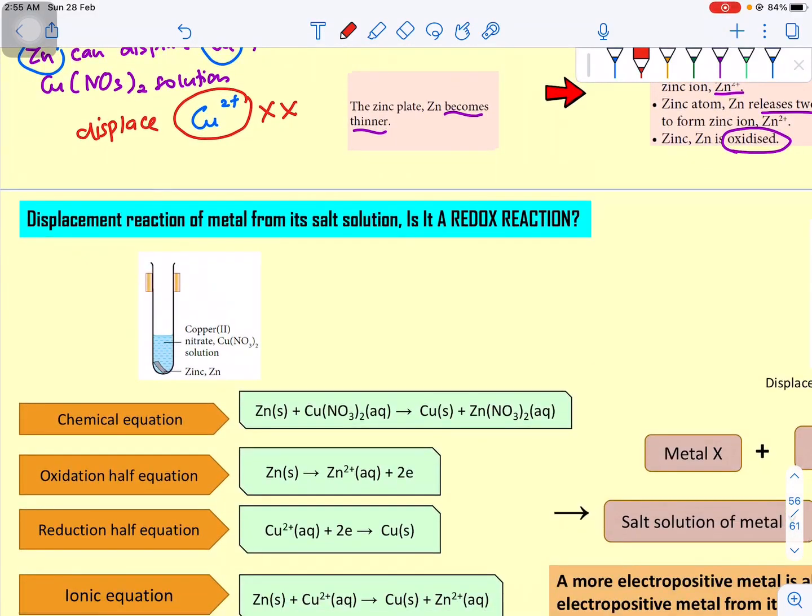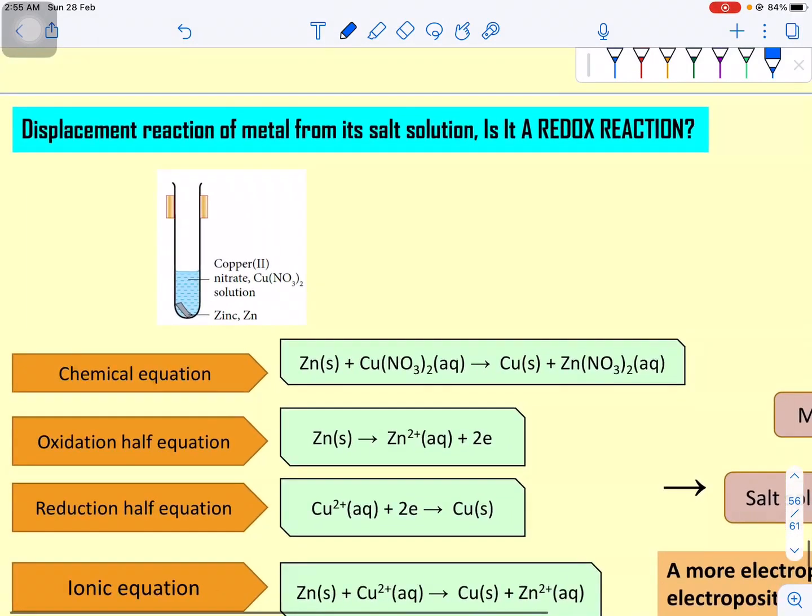So this is the chemical equation between zinc and copper(II) nitrate, and from here we can derive the oxidation reaction. How do we know? Tengok siapa yang berubah. Daripada zinc atom jadi zinc nitrate, maksudnya zinc ion. So zinc atom turns to zinc ion. It will involve two electrons. We put the electrons on the right sebab on the right is more positive.